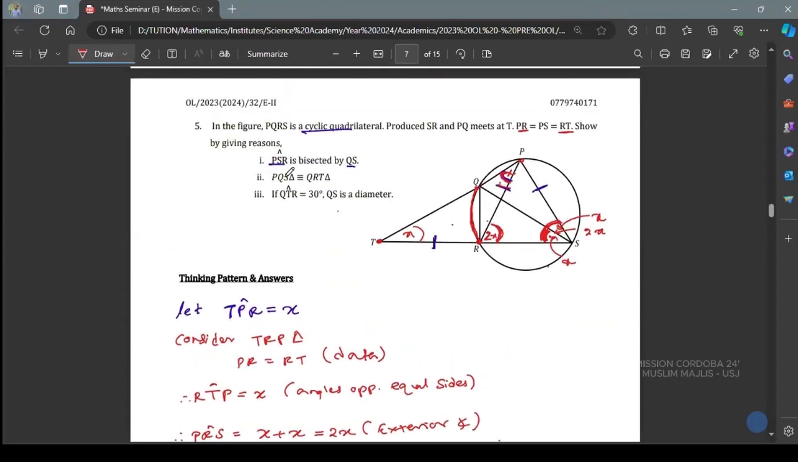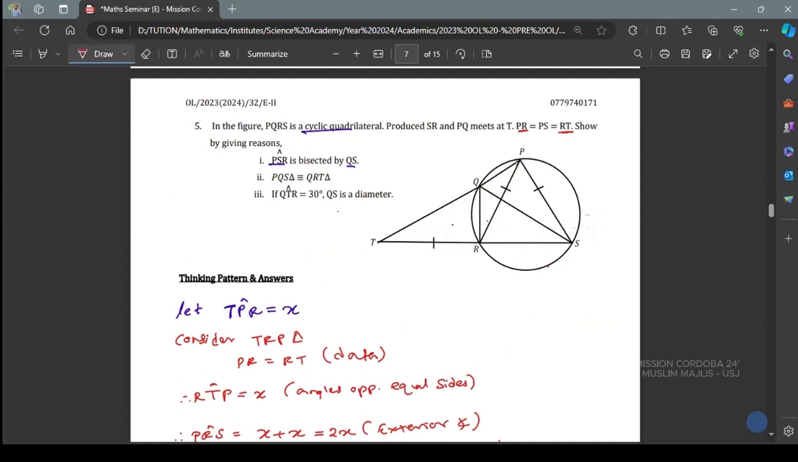Now what they say: PSQ triangle congruent to QRT triangle. Listen, now I'm going to erase these annotations, because I want to mark the other data. So I will just keep the X and relevant notations.